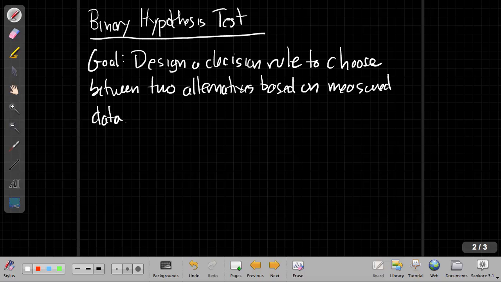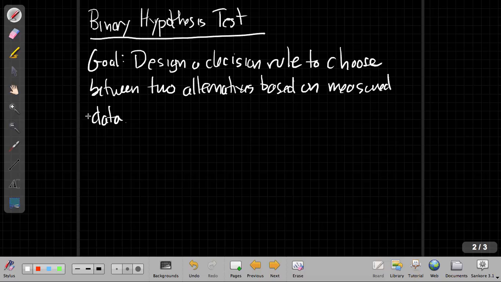And again, binary means two, though you can extend it to more. Also, as the class goes on, we'll see that the data doesn't have to just be a scalar. It could be a vector or even a time signal. We'll see that by the end of the class. But today we're going to focus on the case where the data is a scalar.